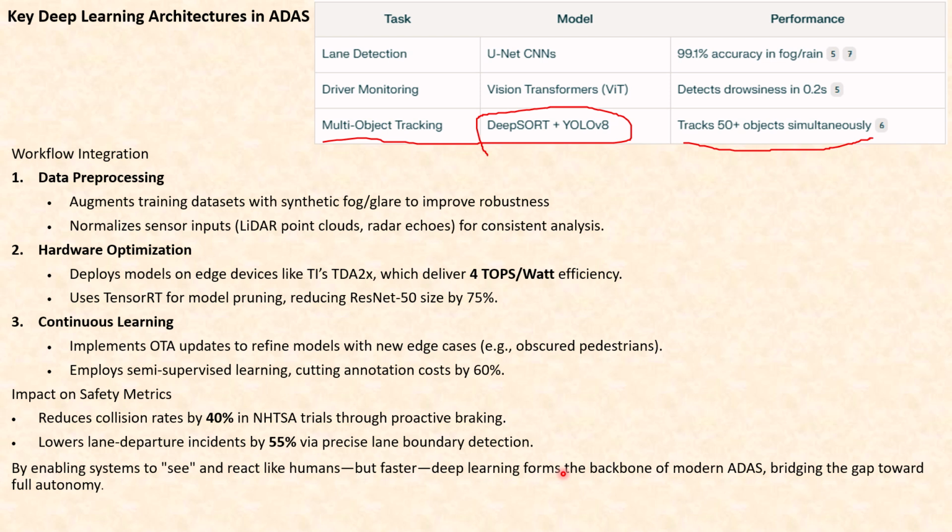Deep learning forms the backbone of modern ADAS, bridging the gap toward full autonomy. So as deep learning is becoming more and more efficient, as the deep learning algorithms are becoming more and more accurate, this can act faster and better than human beings, and thereby make the full autonomy dream a reality. Okay, thank you.